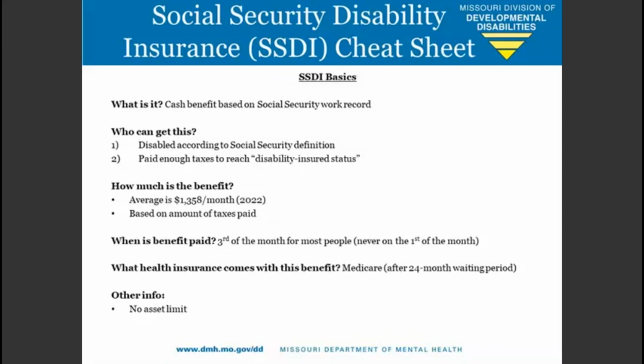And again, what health insurance comes with this benefit is Medicare after the 24-month waiting period. And keep in mind that there is no asset limit. And also when they are looking at that SGA, I just want to point out that it is earned income only. So other income is not counted when they're looking at that. Even if it's income that's earned, it has to be income that's earned from working. So it wouldn't count things like vacation pay or sick pay or something like that. It's income that you've earned by working. So that's the other thing to look at with that.